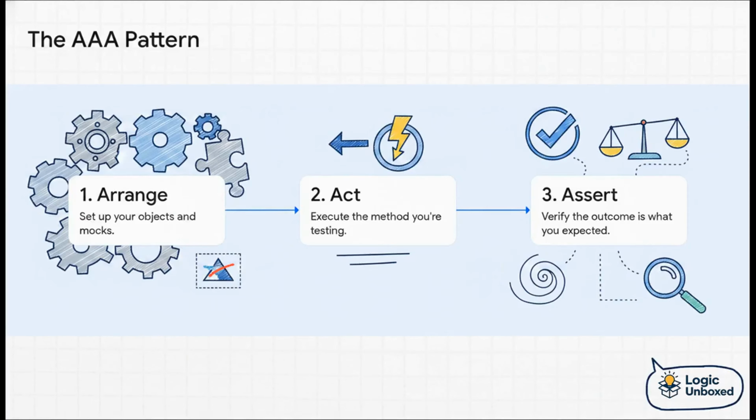And the way you structure these tests, it's always the same, super simple recipe. It's called the AAA pattern. First, arrange. This is your setup. You create all your objects, you set up your fake dependencies, then act. You call the one single method you're trying to test. And finally, assert. You check if the result is exactly what you thought it would be. Arrange, act, assert. Simple, powerful, and clean.